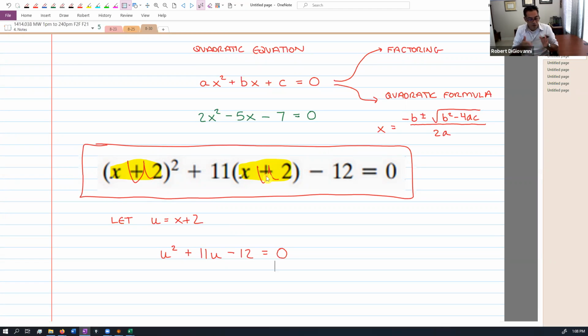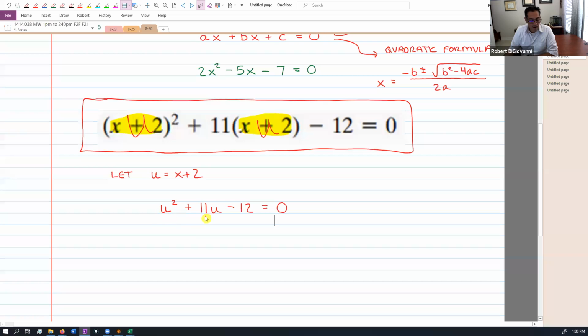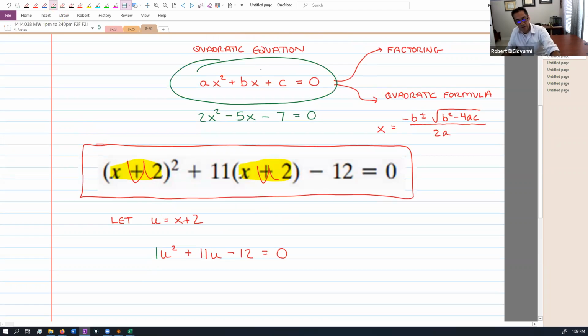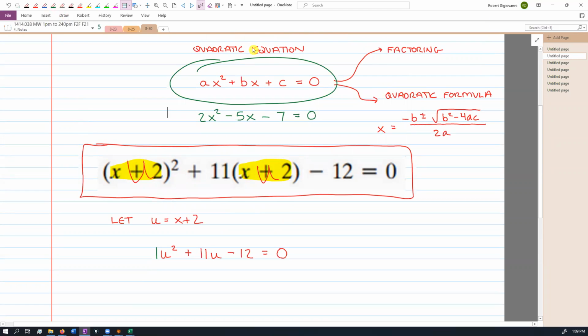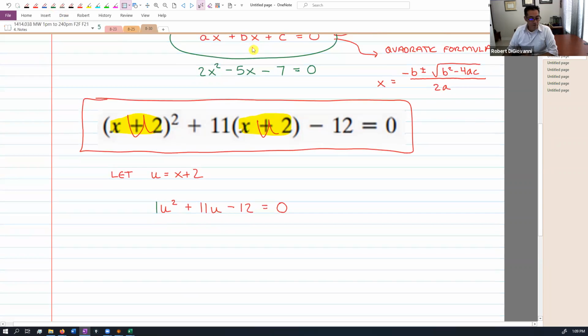And so if we do this, Christopher, do you see that right now that looks like a quadratic equation? It's a number in front of a variable squared plus another number in front of that variable minus some constant equals 0. So it looks a lot like this now. Do you see that? Yes, sir. Okay, does everyone see that? So at this point, we can do the same thing.